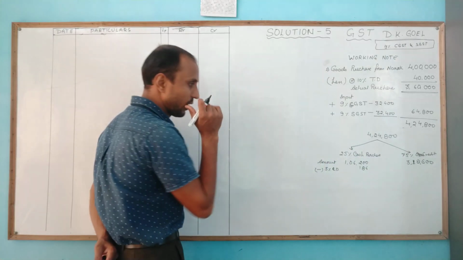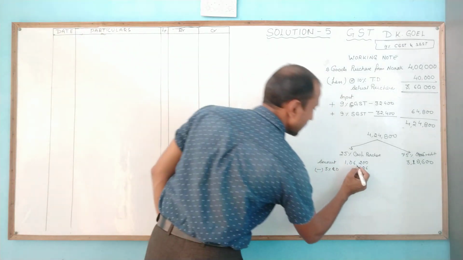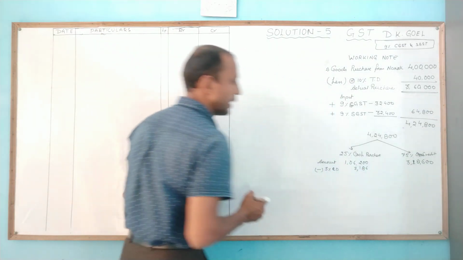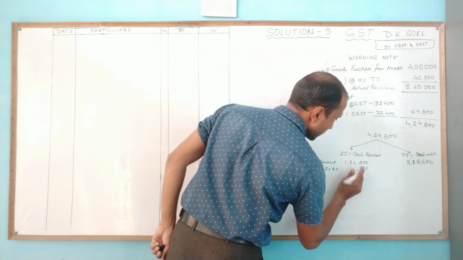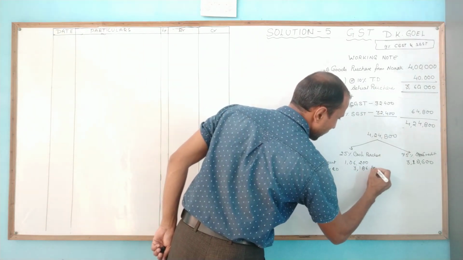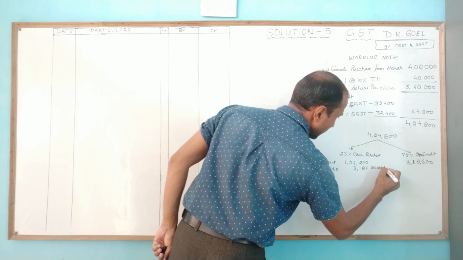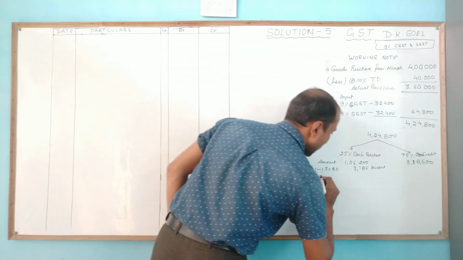It will be your 18313. So 3186 will be there. It is clear? This is the discount amount. This is your 3186 discount amount. So we will subtract this amount.